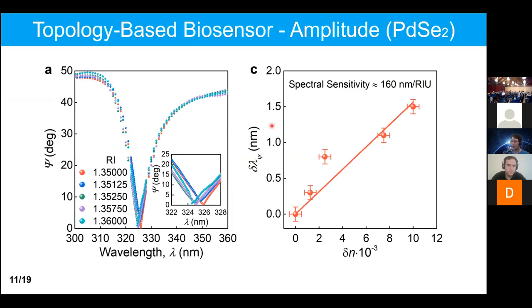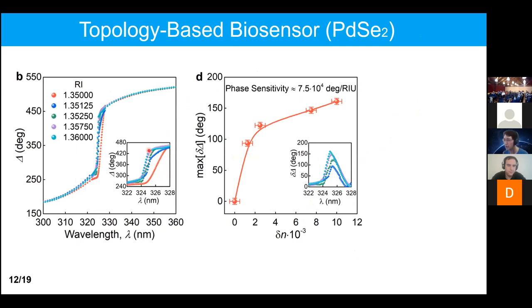So basically, instead of air on top of our structure, we covered it with different liquids with different refractive indices. And you see the response of the structure in these liquids is quite familiar from surface plasmon resonances, and it slightly shifts with the change of the refractive index. But you may notice that this shift is very low, and the spectral sensitivity is quite low because of topological protection. But if we look not at the amplitude but at the optical phase, you will see it changes dramatically. Even at a very small change of the refractive index, the phase grows very rapidly. Ideally this curve should be stepwise, but because of the non-idealities of the real world, you see this one. And the phase sensitivity is about 7.5 times 10 to the fourth degrees per refractive index unit, which is quite high.